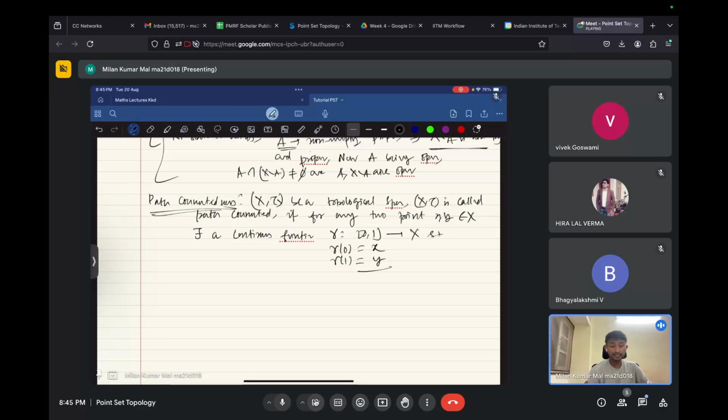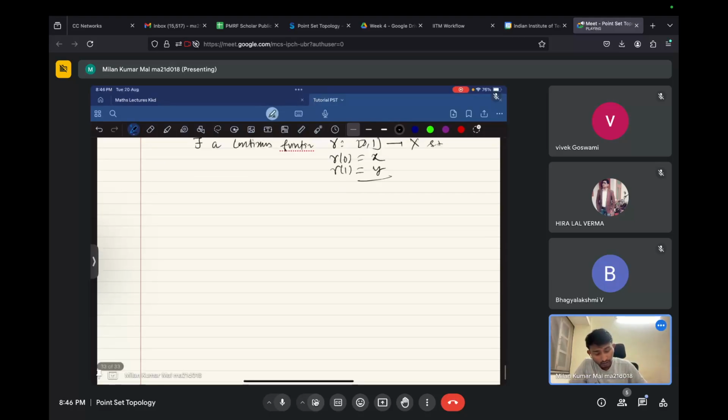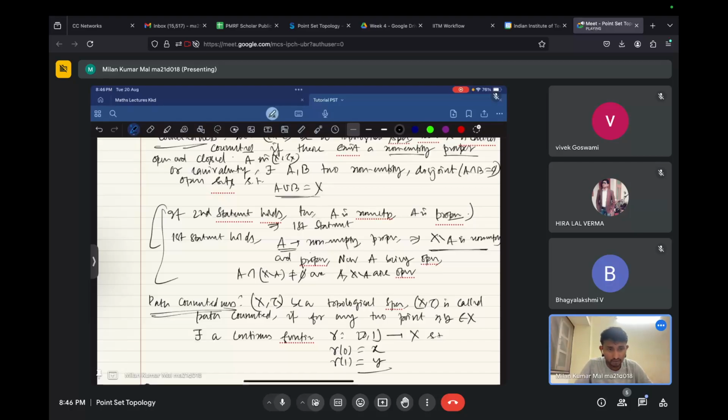So basically, X tau is called path connected if for any two points X and Y there exists a continuous function gamma from 0 1 to X such that gamma 0 equals X and gamma 1 equals Y. This basically means there is a continuous connected path from X to Y. All this definition will hold for a subset with subspace topology also.